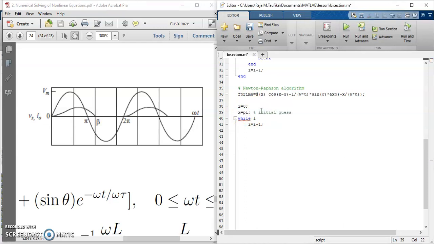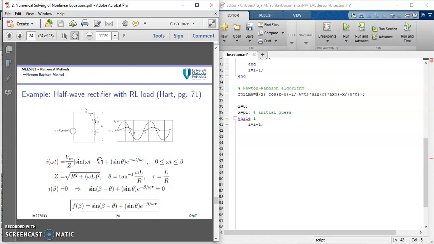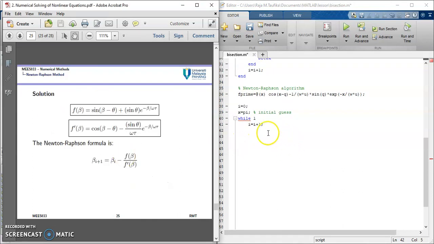Initial guess. Alright, so back into the loop. So now we can write the formula of the Newton-Raphson, which is beta i plus 1 equals beta i minus f(beta) divided by f prime(beta).